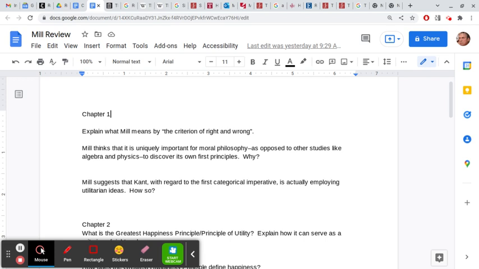Mill thinks that it is uniquely important for moral philosophy, as opposed to other studies like algebra and physics, to discover its own first principles. Why? One of the things that he says, and he's way out of my league in terms of my understanding of mathematics and science, is that algebra perhaps has first principles, but the ones that have been proposed are rather, he says, absurd, I think. And most people who use algebra have no concept of what the first principles are, and it doesn't matter.